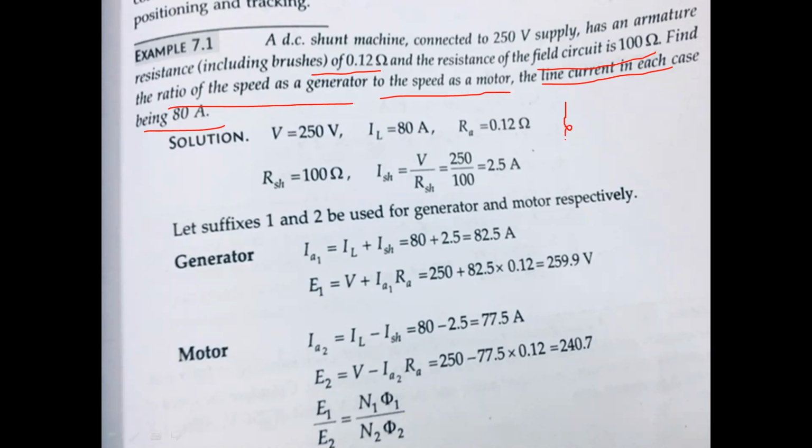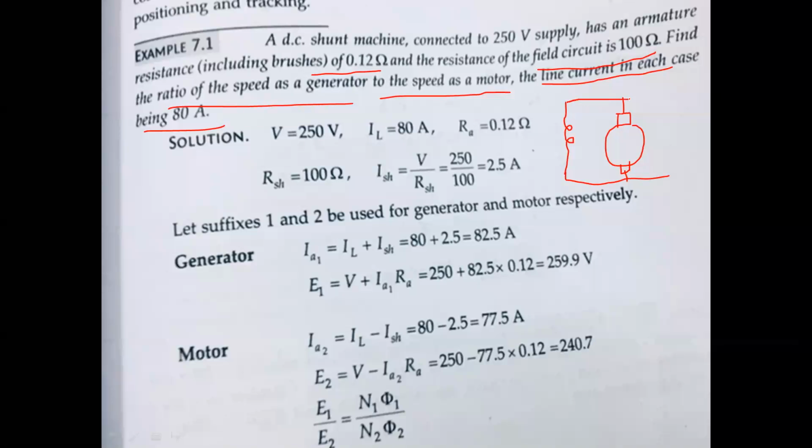This is a shunt machine. In a shunt machine, the armature and field are both connected in parallel. This is the armature, and this is the shunt field winding. Both are connected in parallel across the 250 volt supply voltage. First, we take the machine as a generator.